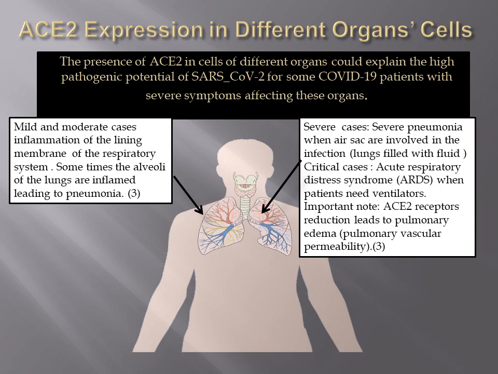It has been found that the reduction in ACE2 receptors in the lung will cause more fluid to accumulate in the lung. Because the virus is using these receptors as its entry point, that means we are having fewer ACE2 receptors, which means more chances of pulmonary edema. This is for the lungs.